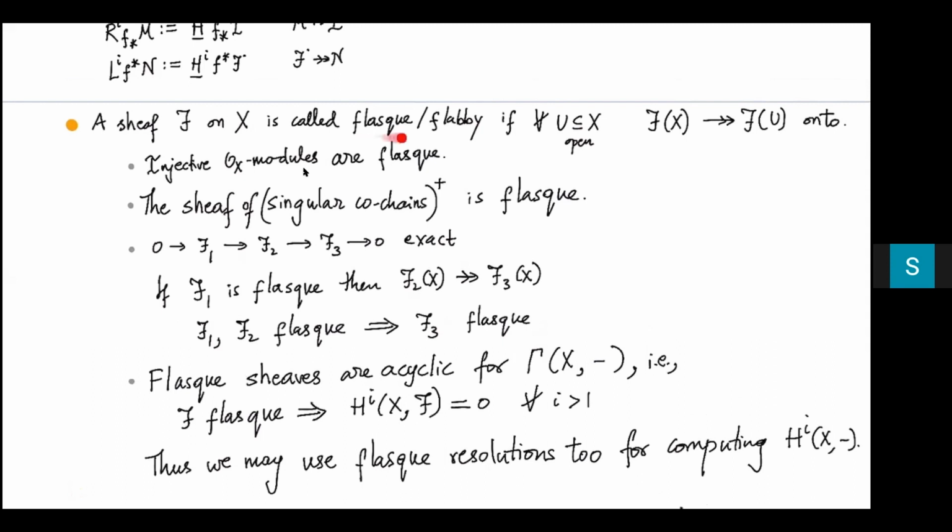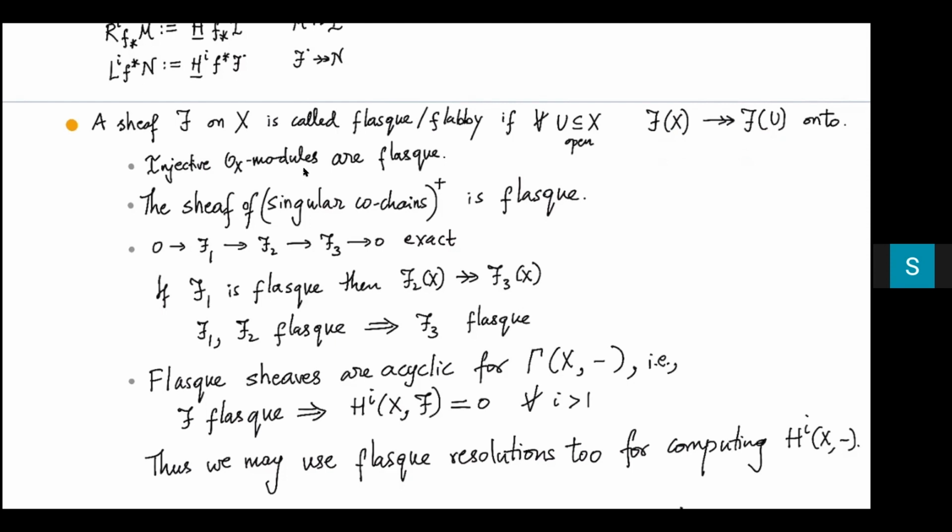A sheaf is called flask, or sometimes flabby, if the restriction maps are all surjective. For that it's enough to assume that the first open set is the total space, and from there to any other open set the map is surjective; then for any intermediate open set it will also be surjective. Put another way, a section over an open set lifts to a section over any larger open set. You have to look for these modules a little bit, but typically they turn out to be somewhat big.